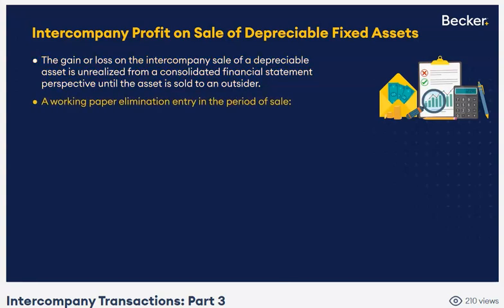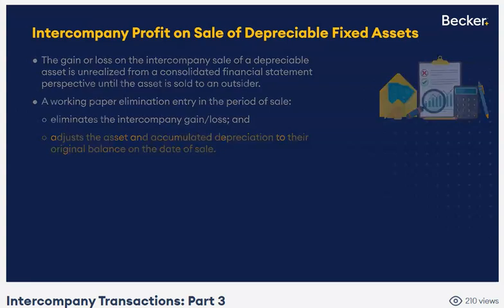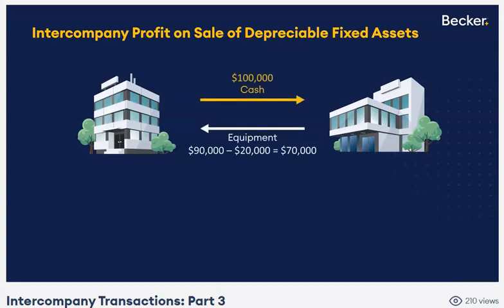So the eliminating entry: first eliminate that gain. Let's assume it's a gain on the sale of the equipment. Then you also have to adjust the asset back to its original basis, and you have to reestablish the original accumulated depreciation. That's essential as well. We've got a great example to illustrate this.